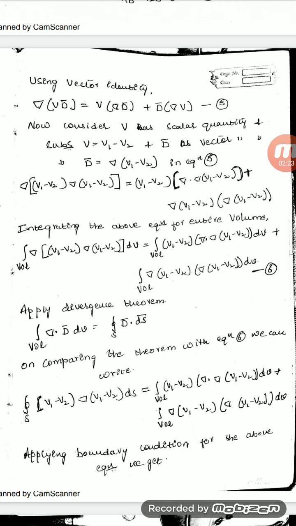Next, take V as a scalar quantity. So wherever V is there, just substitute the difference in the potential, that is V1 minus V2. Next, wherever D is there, where D is taken as a vector quantity, there you will write the gradient of (V1 minus V2), that is D is equal to del of (V1 minus V2). So remember, wherever V is there in equation 5, substitute V1 minus V2, and in place of D substitute del of (V1 minus V2). Just keep on looking at this equation 5.